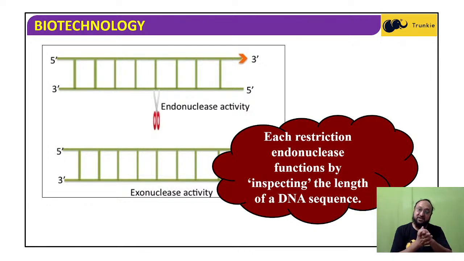Each restriction endonuclease functions by inspecting the length of the DNA. First, it has to inspect and find its specific site. So first it inspects, it finds, and then it recognizes its site for cutting. Then it cuts the DNA into fragments. That is how the restriction endonuclease works.